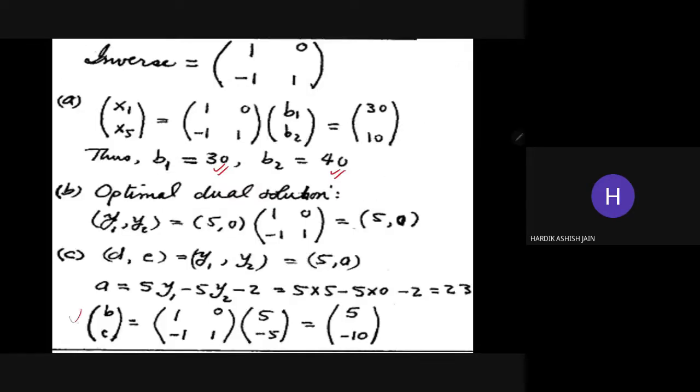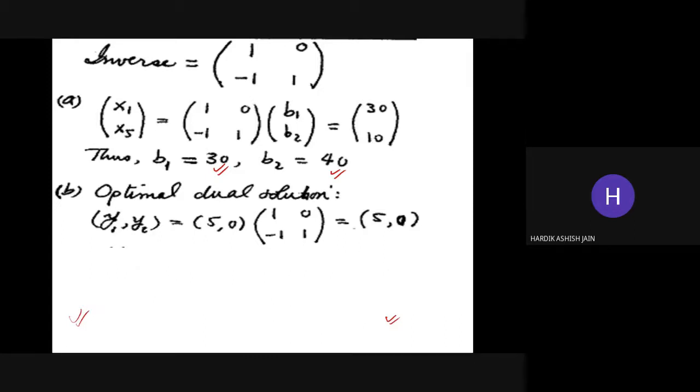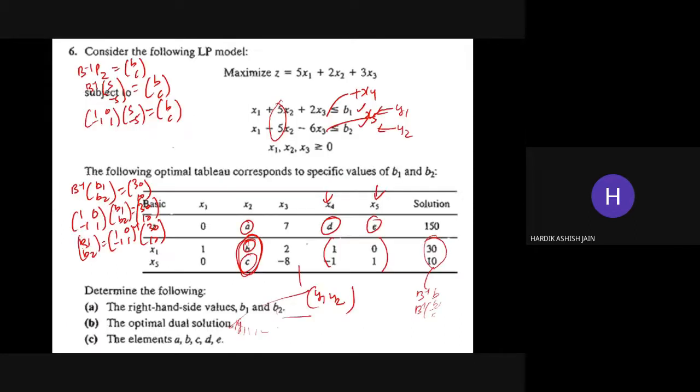So here we have the BC. BC is equal to B inverse P2, so that will come as 5 and minus 10. Then after, we have to compute the value of the dual variable. The value of the dual variable is Y1 comma Y2. Y1 comma Y2 is what? It is CB B inverse, and the basic variables are X1 and X5.